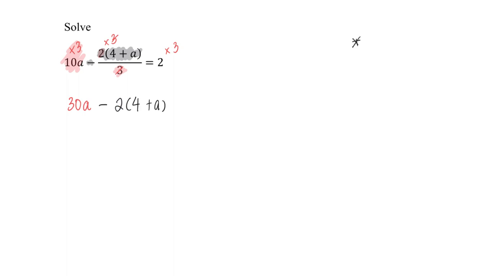Okay, so this is something for you to take note. 4 plus a over 3, right? If I multiply by 3, then 3 can divide by 3. That's why I'm only left with 2 times 4 plus a, which is this.